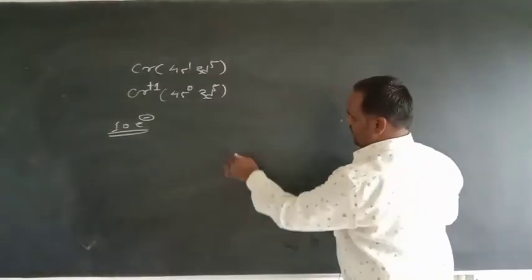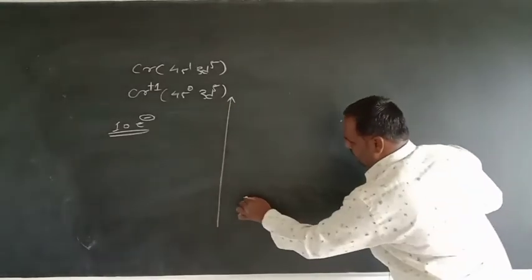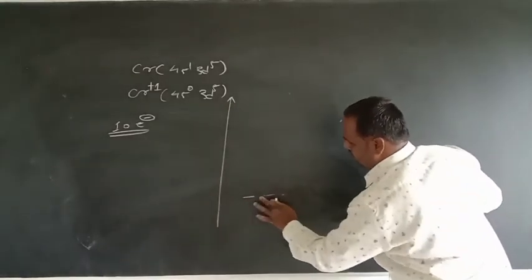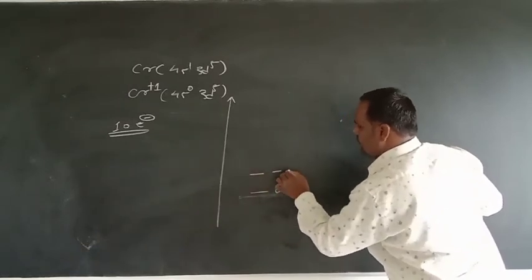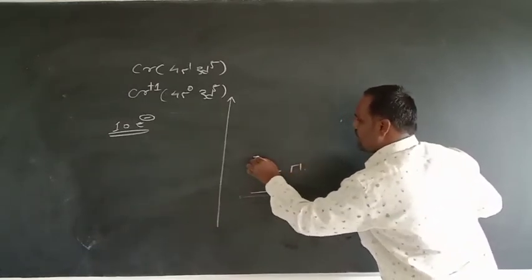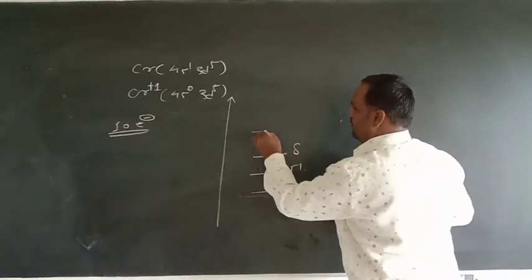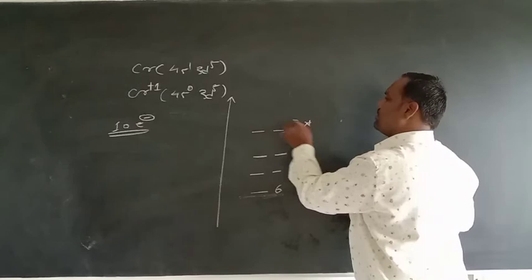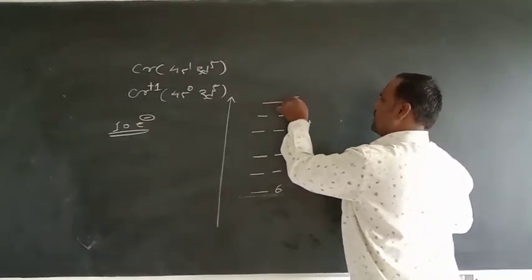And if you consider the energy level diagram for this complex, there is a sigma, then 2 pi bonds, and in this case 2 delta bonds are formed. Again delta star, and then pi star, and then sigma star.